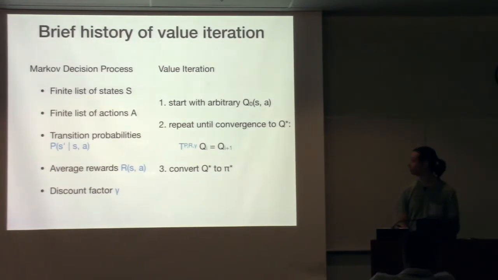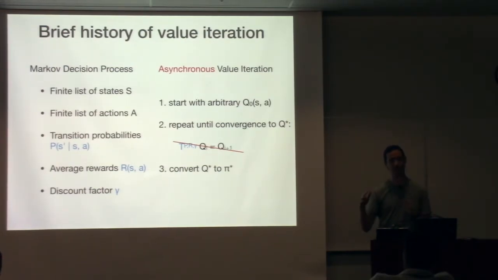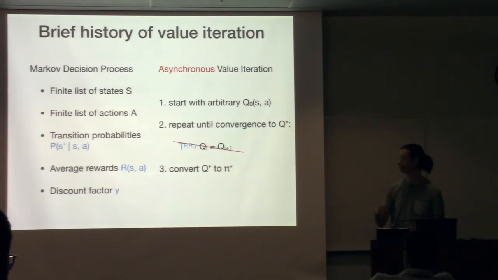Sometimes this can be a bit slow because you have to look at every single state and action every time you apply this operator. So in 1982, Bertsekas made this asynchronous version of value iteration, where instead of applying the T operator to the whole value function every iteration, you can just apply it to a single state action pair in that value function. Depending on the order that you do your updates, you might be able to converge faster than if you were just doing the update to every single state action pair in a loop.